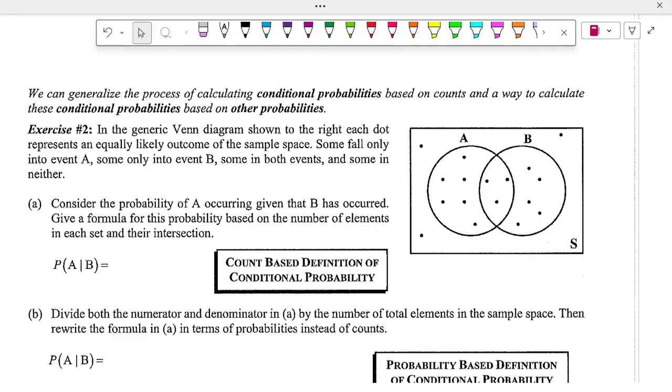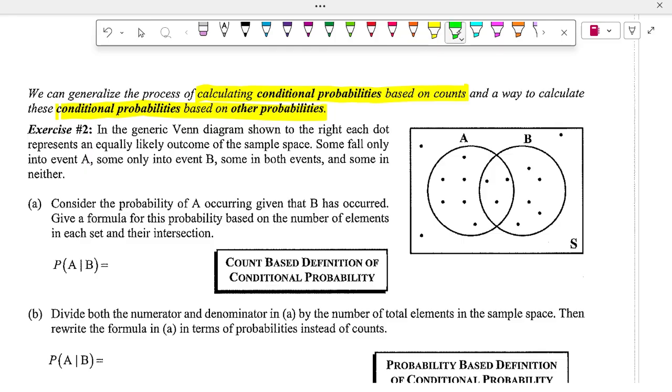Or a Venn diagram for that matter. But we are going to use a Venn diagram to come up with this. Calculating conditional probabilities are based off of counts, and these conditional probabilities can also be based off of other probabilities that we can find.